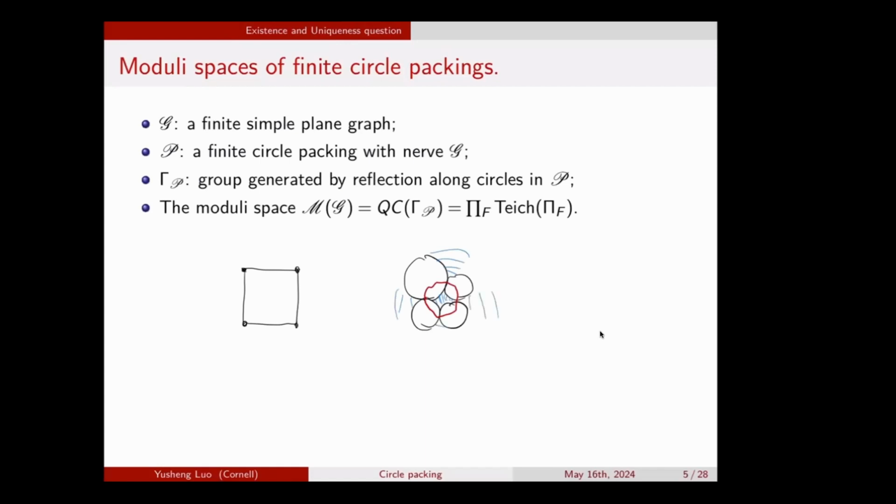And then we have a fundamental domain in the interior and a fundamental domain in the exterior, right? And the moduli space of all circle packings is essentially the quasi-conformal deformation space of this reflection group. And this deformation space, by a classical theorem, can be encoded as the Teichmüller space of these ideal polygons. So for each face, you associate an ideal polygon, and the quasi-conformal deformation space is the product of all these Teichmüller spaces. So in this case, we have two faces, an ideal quadrilateral inside and an ideal quadrilateral outside.